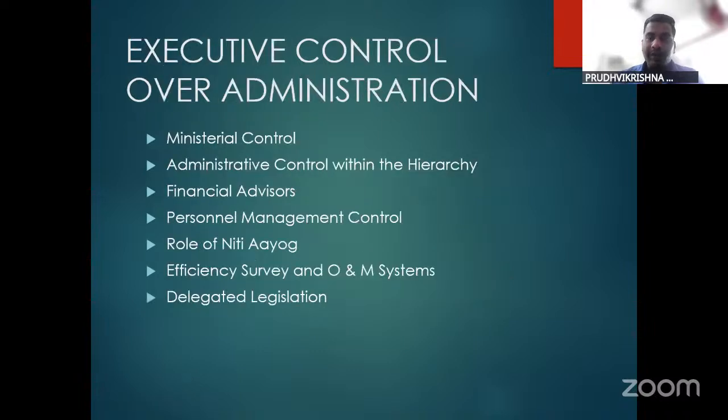Next, coming to executive control over administration. Okay, here what we will learn is what are the methods. Methods means ministerial control over administration, administrative control within the hierarchy, financial advisors, personnel management and control, role of Niti Aayog, efficiency survey, and delegated legislation. All those come under the executive control over administration. Okay, what are those methods?